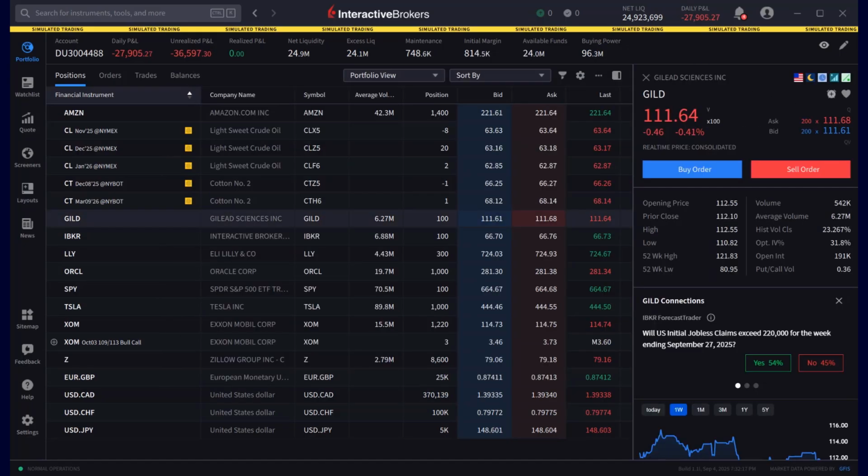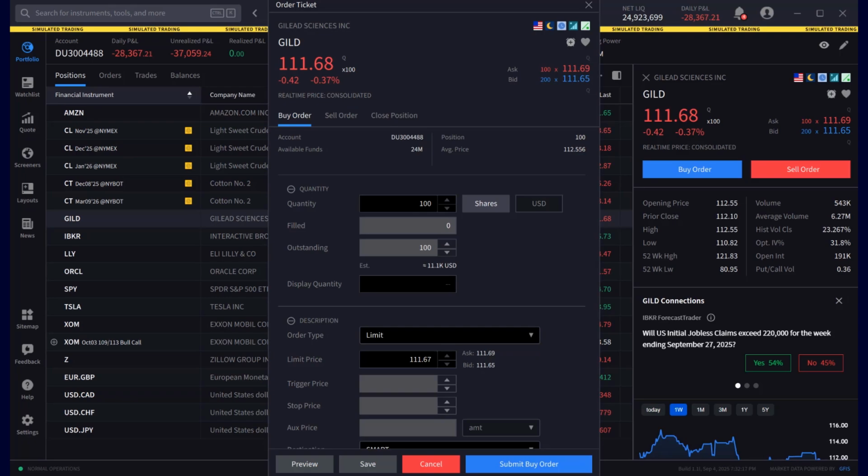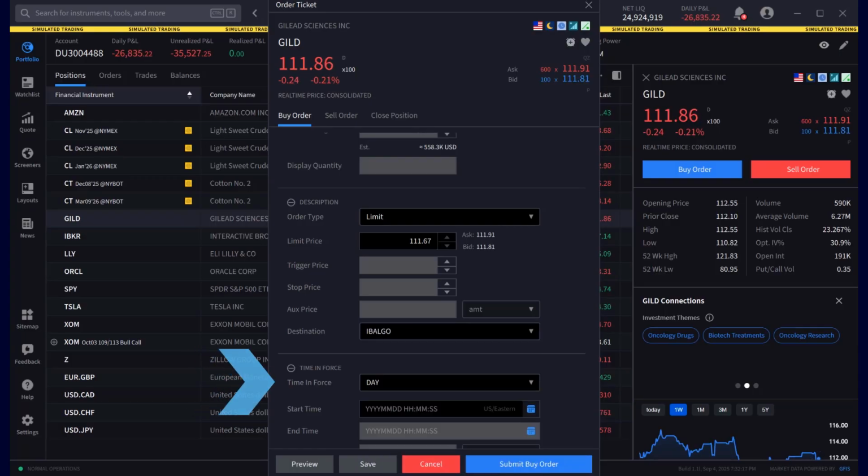In Desktop, the investor creates an order ticket, then clicks on Advanced in the lower right-hand corner to bring up the Advanced Order Ticket window. Once the Advanced Order Ticket window is displayed, the investor can adjust the quantity. In the Description panel, they choose between Market or Limit and Price if applicable, and then click on the Destination drop-down and scroll to IB Algo, and underneath choose Day for Time in Force.